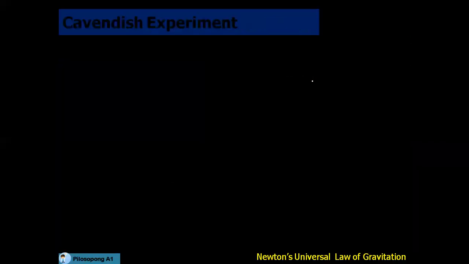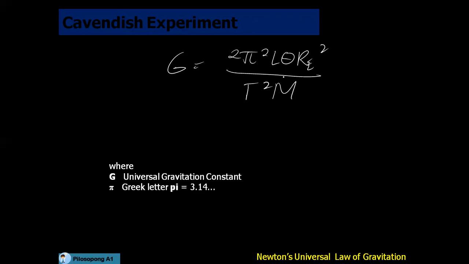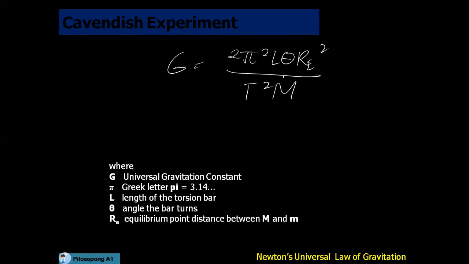Now, if we try to trace the equation that he used for the value of G, he came up with the equation using his experiment as G is equal to 2 pi squared L theta r squared all over T squared M, where G is the universal gravitation constant, pi is equivalent to 3.14, L is the length of the torsion bar that he used, theta is the angle the bar turns, r is the equilibrium point distance between the larger and the smaller masses, T is the oscillation period, and M is the mass of the larger object.